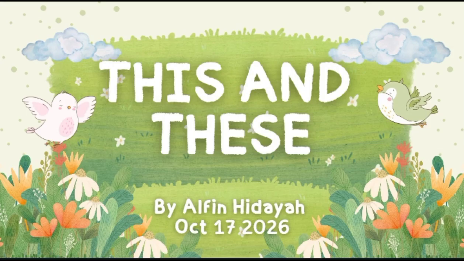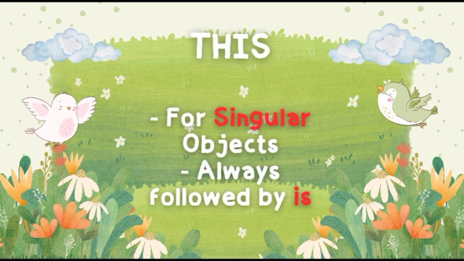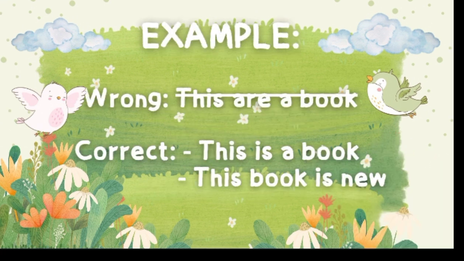Good morning. Today we are going to learn about this and these. This and these have the same meaning in Indonesian, which is ini, but they are completely different. Let's check it out. Remember, ya, this is for singular objects, always followed by is. Here is the example of this.